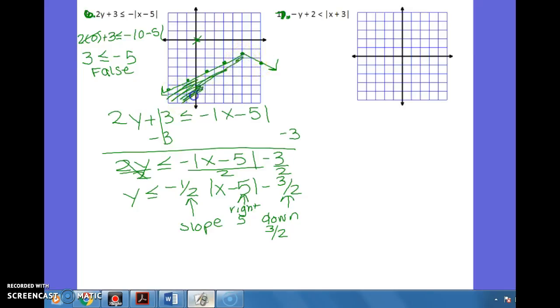So do you see how this is harder to follow? Because the test point of 0, 0 was inside and true. No. Ready? My test point of 0, 0 was false. That was no longer inside the absolute value. The absolute value is down below and open down. So that's why we don't shade where the test point is.